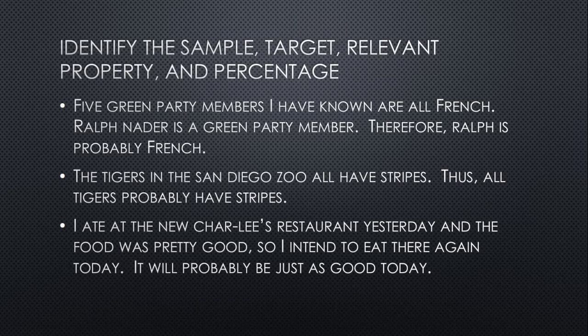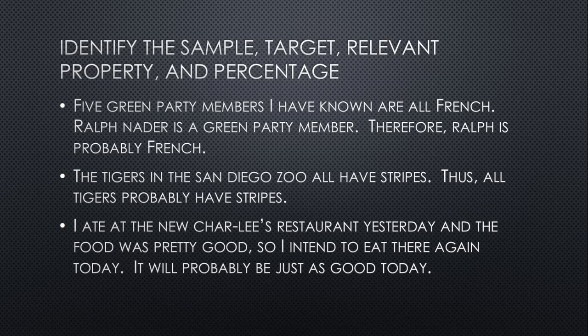5 Green Party members I have known are all French. Ralph Nader is a Green Party member. Therefore, Ralph is probably French. Okay, what is the sample here? What are those that are observed? Well, what's being observed here are the 5 Green Party members I have known. Right? That's what's being observed. So what's the target? Well, the target is the more general class in which the sample is a subset. So the target is all Green Party members.